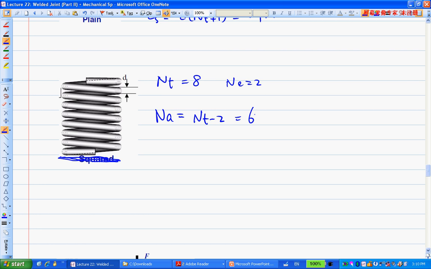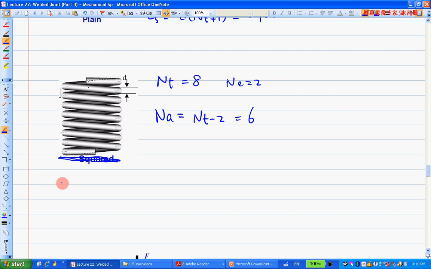And if you forgot the formula, if you panicked and don't know where to find NA, use common sense, right? Total number of active coil. Basically, you don't count from here to here as a coil anymore, because there's no room for deflection, right? So you can start from here: 1, 2, 3, 4, 5, 6. That's NA. Is that good?